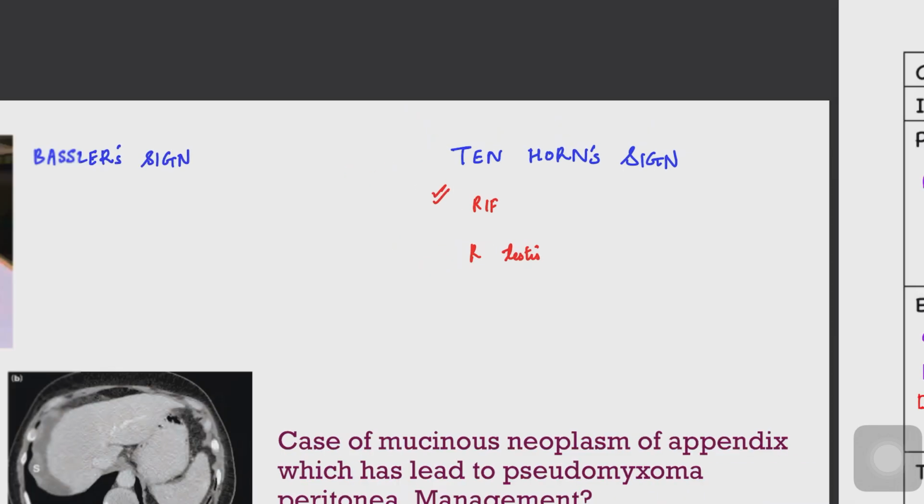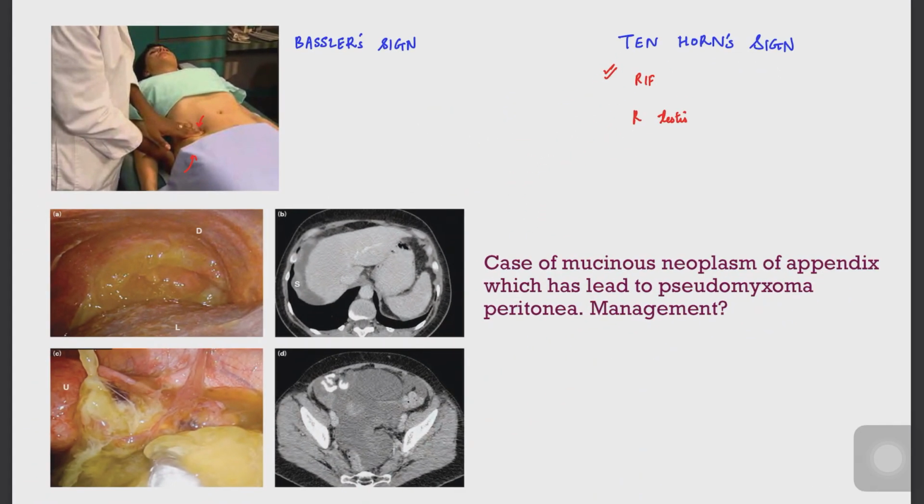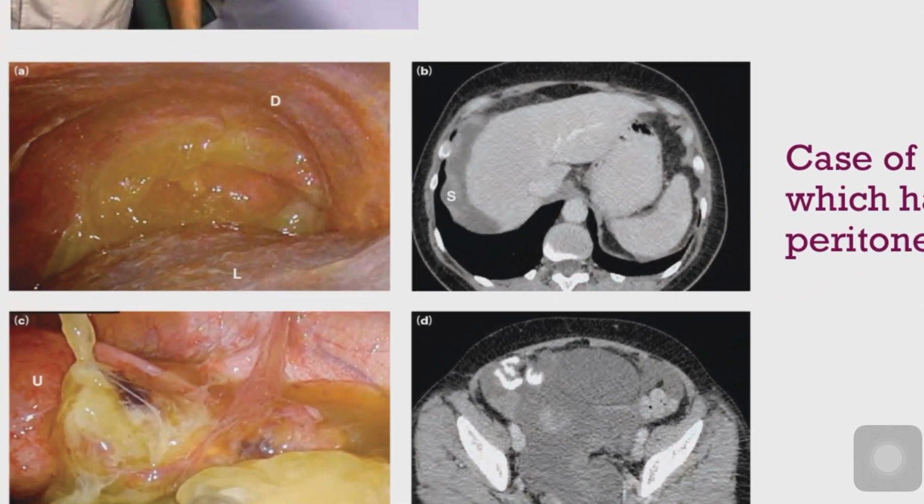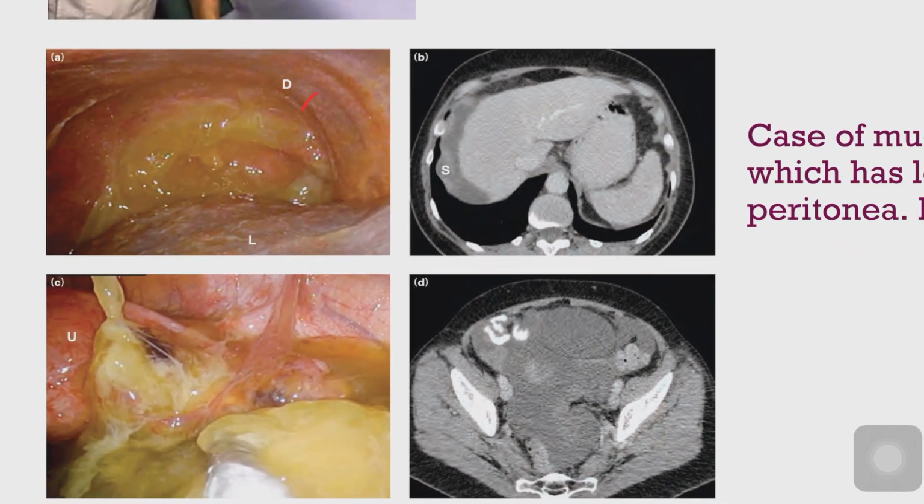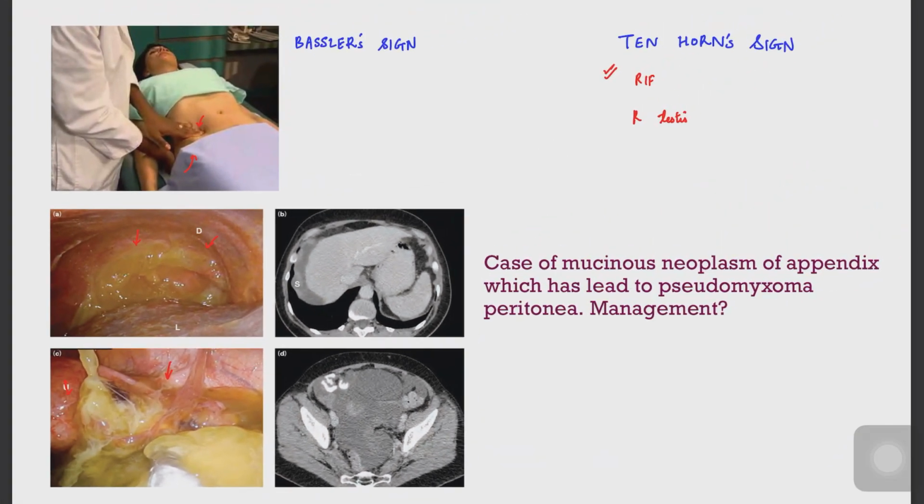Okay. Now there is a question for you. There is a case of mucinous neoplasm of appendix which has led to pseudomyxoma peritonei. As you can see in the image, which is from Bailey, you can see there is a gelatinous, mucinous, jelly-like deposition in the peritoneum. This is your pseudomyxoma peritonei, and the question is what is the typical management of this condition.